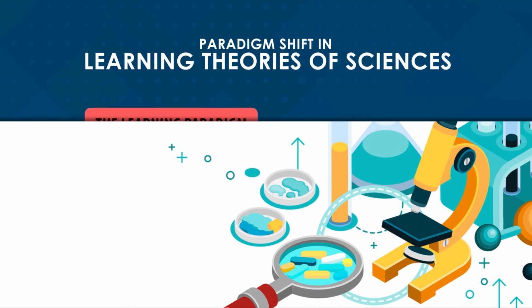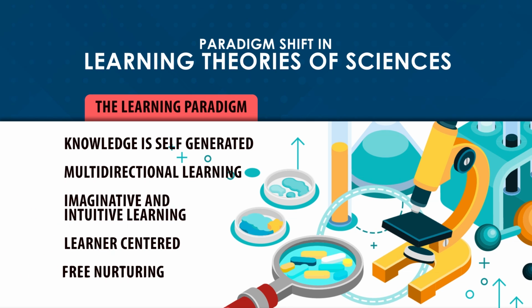Whereas in the learning paradigm, it is said that knowledge is self-generated. The child, when he goes into various places and meets the various stakeholders, develops his own knowledge. He constructs his own knowledge. In doing so, he not only reads, he meets, he talks, he discusses, he fights, he falsifies the theories, he validates what he knows, and hence it leads to multidirectional learning.